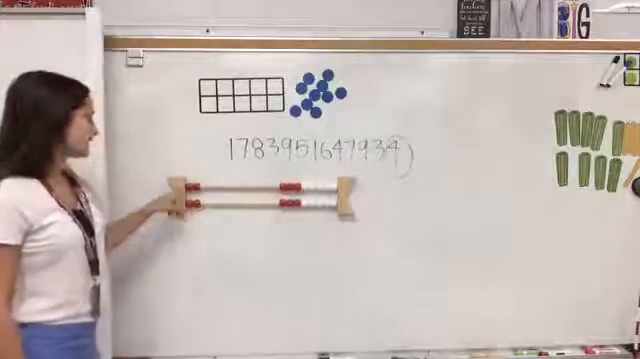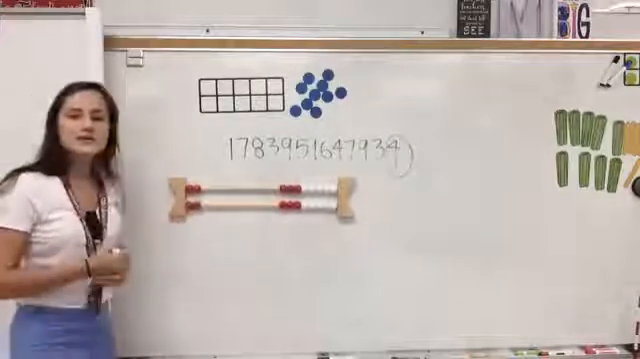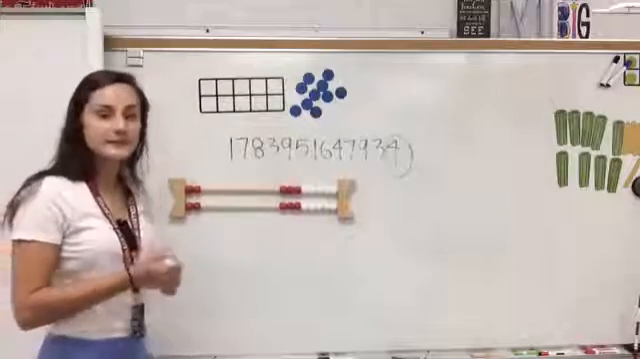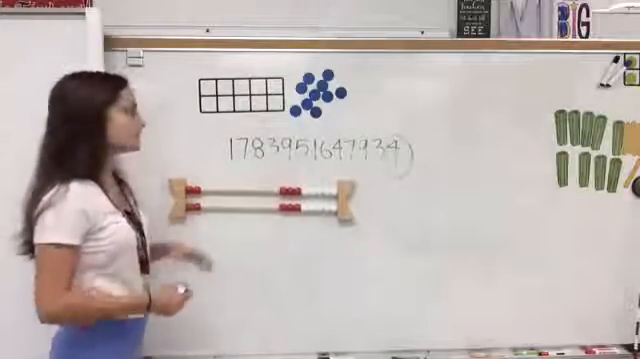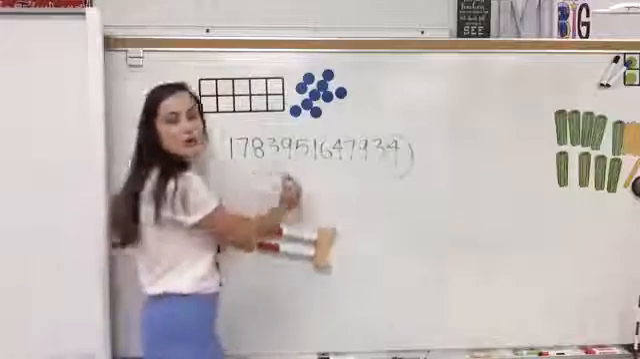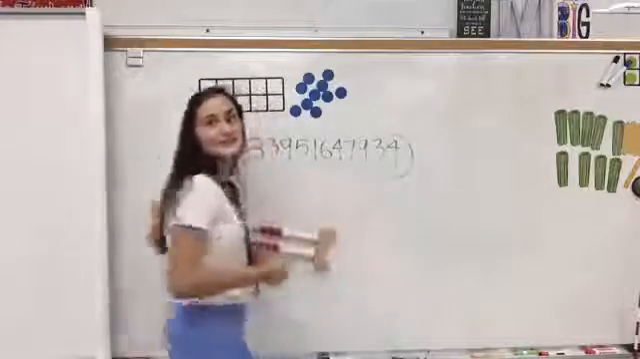I have 4 right here. 1, 2, 3, 4. Now, does it have a pair? It does. So it is even. So that means this whole entire number is even.